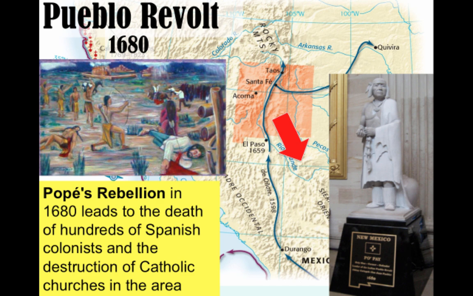Hundreds of Spanish colonists are killed. The Catholic institutions, the missions, the churches in the area are destroyed by the native people. They actually put one of their own ceremonial Native American religious institutions on top of the Catholic Church, and it is a victory for 12 years. For 12 years, the Spanish are kicked out of this region, and it's not until 1692 that they come back.